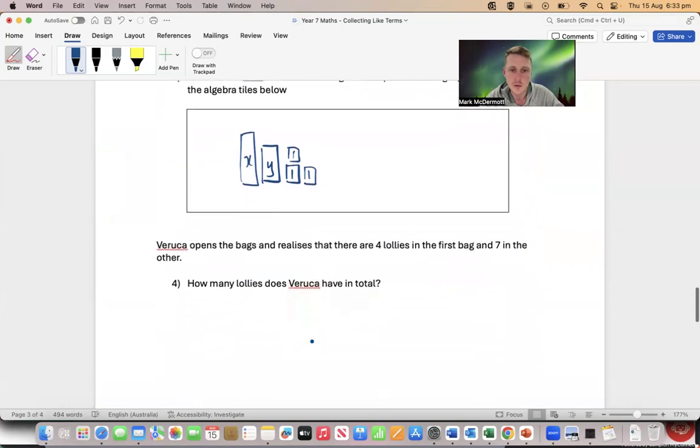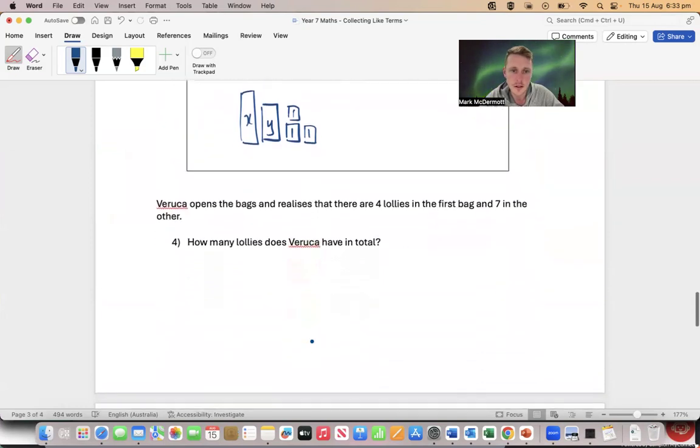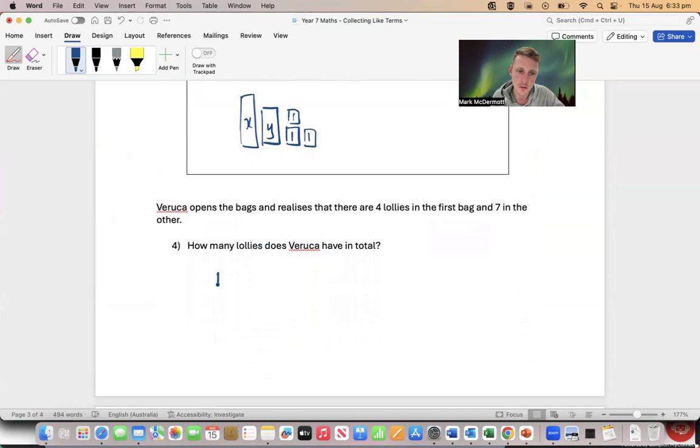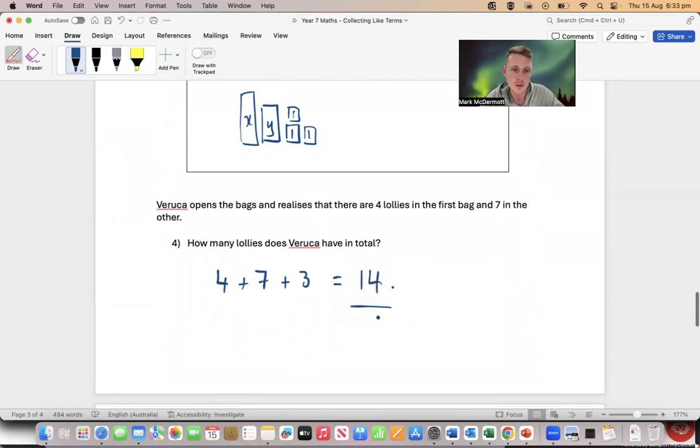Veruca opens the bag and realizes there are 4 lollies in the first bag and 7 in the other. So it's just going to be 4 plus 7 plus 3, which is 11 plus 3, which is 14. She has 14 lollies in total.